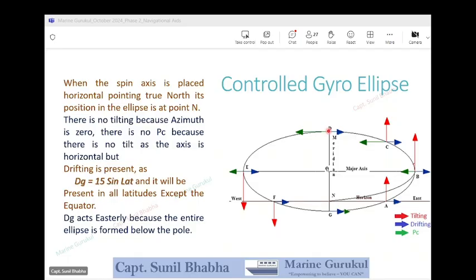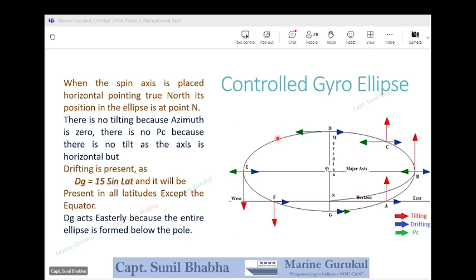Now with the control precession acting in the westerly direction, much more stronger than easterly drifting, the spin axis now crosses over to the western side. As it crosses over to the western side, we have the westerly azimuth increasing now. The azimuth is increasing. So with the azimuth increasing, the tilting again comes into the picture. But since we are west of the meridian now, the tilting is downwards. West of the meridian, the tilting is downwards. So when you go west of the meridian, tilting acts downwards. That's why you see the spin axis starts to go down.